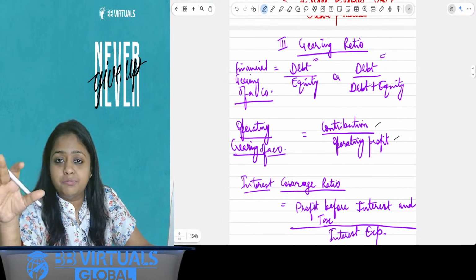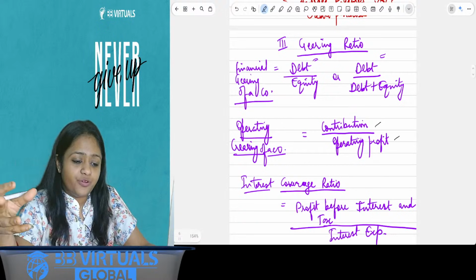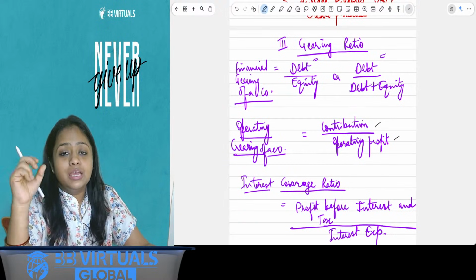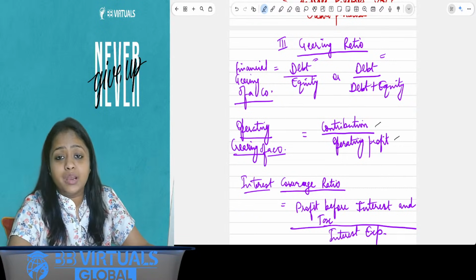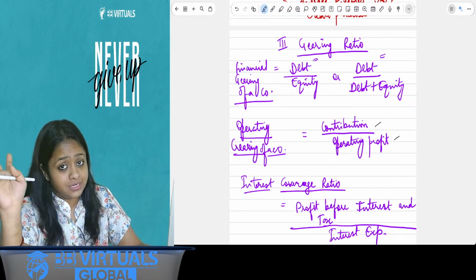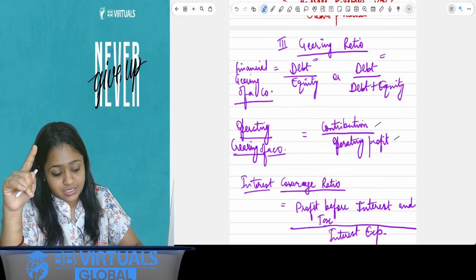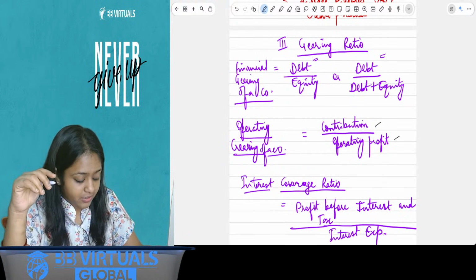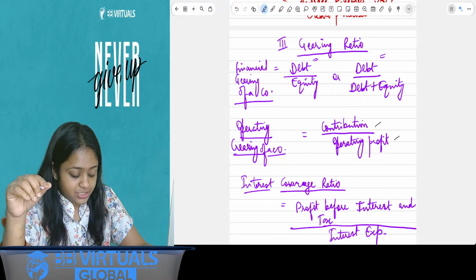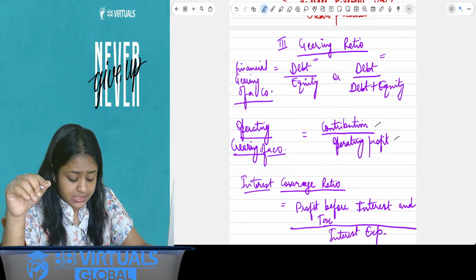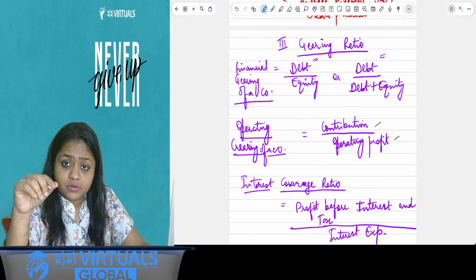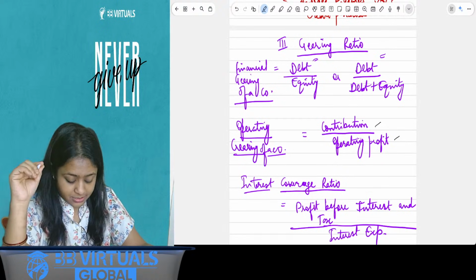Gearing ratios are nothing but the ratios that reflect the risk level of the entity, the gearing of the entity, how much debt it has. The more reliance on debt, the more highly geared it is, which is not a good sign for an entity. So we calculate different ratios, like financial gearing, which is measured as debt upon equity or debt upon equity plus debt.